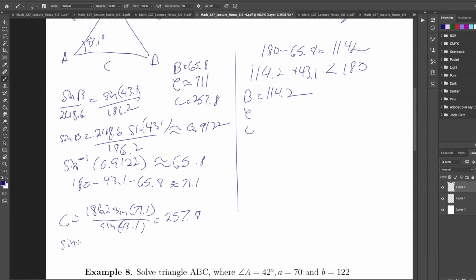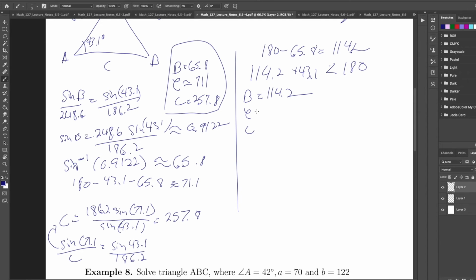So here I have the sine of C, which I know, which is 71.1 all over little c, which is equal to the sine of 43.1 all over 186.2. I solve for C, I'm going to get this, okay? Because that goes up top, that goes on the bottom. I get this, and I solve for it, and I get this triangle. So here's one of the triangles.